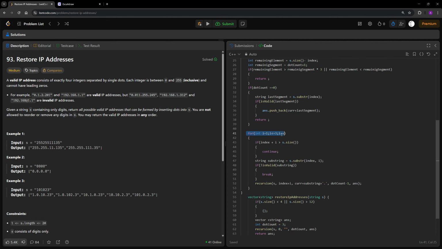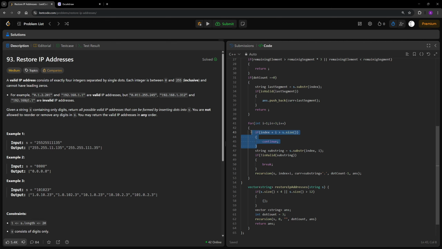Now, what we are effectively going to do is iterate over all the different possible lengths 1, 2, and 3. And at any point if we find that index plus length is greater than the size, then it makes no sense. Actually you can break here too, because anything after this point is just going to be brutal for you guys.